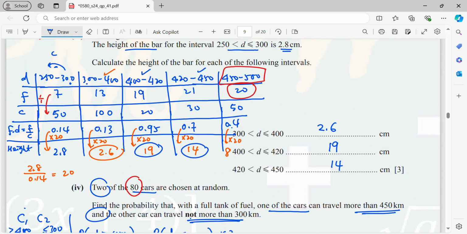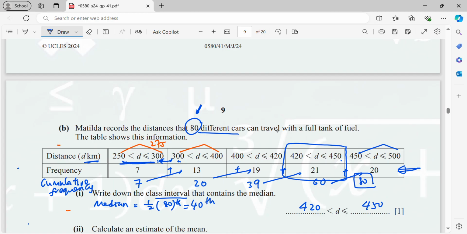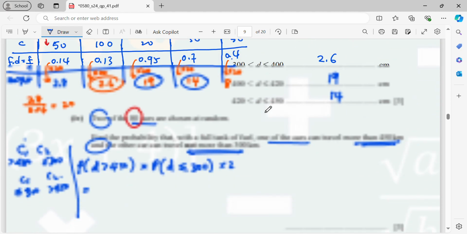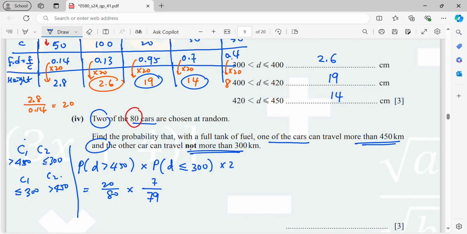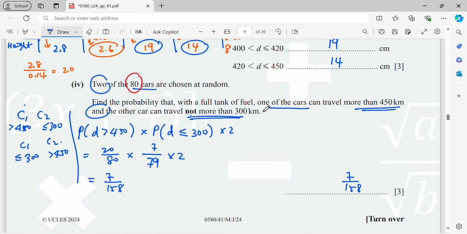Less than or equal to 300, when you refer back to the original data, is the first group, because the second group is greater than 300. So now the number of cars is 7. Which means my probability is 7 over 79 and then multiply with 2. So at last, this probability is going to be 7 over 158. So this is the solution for part 4.